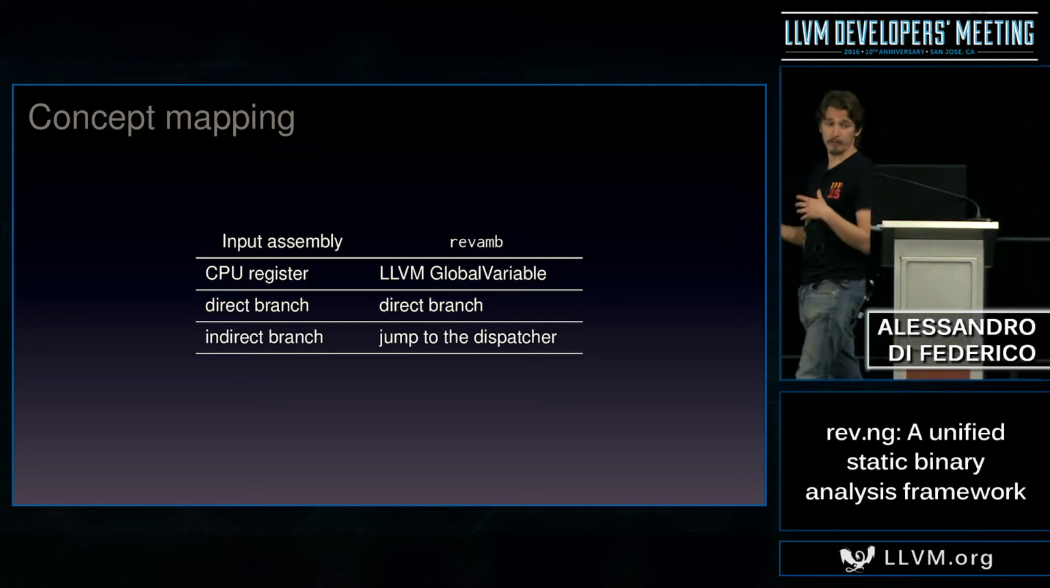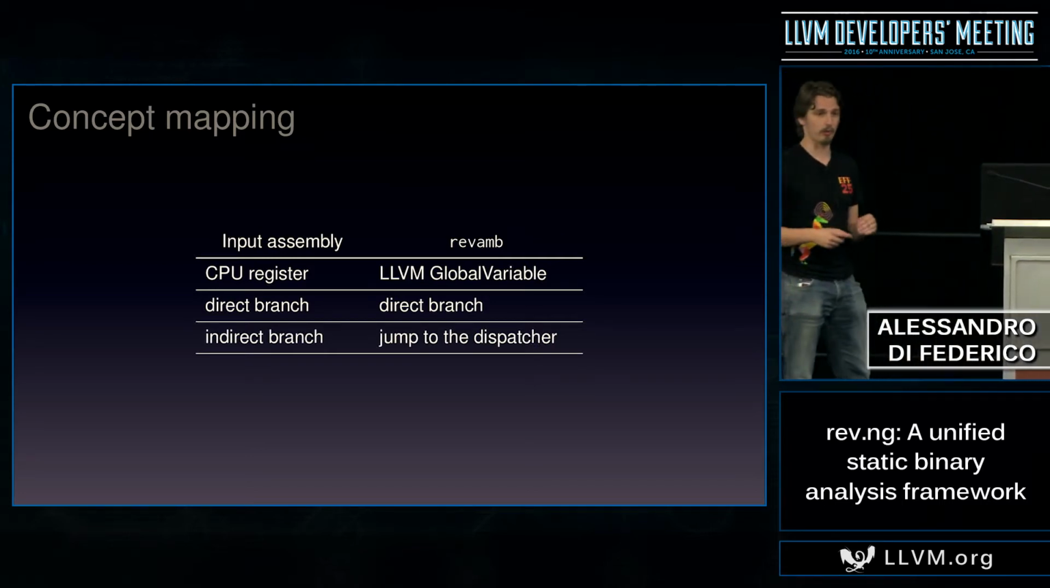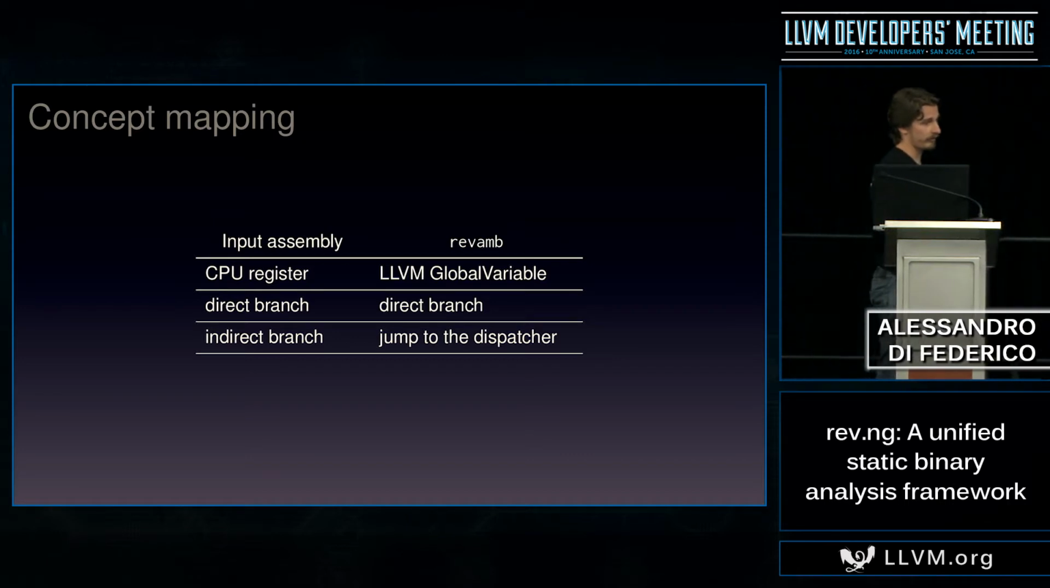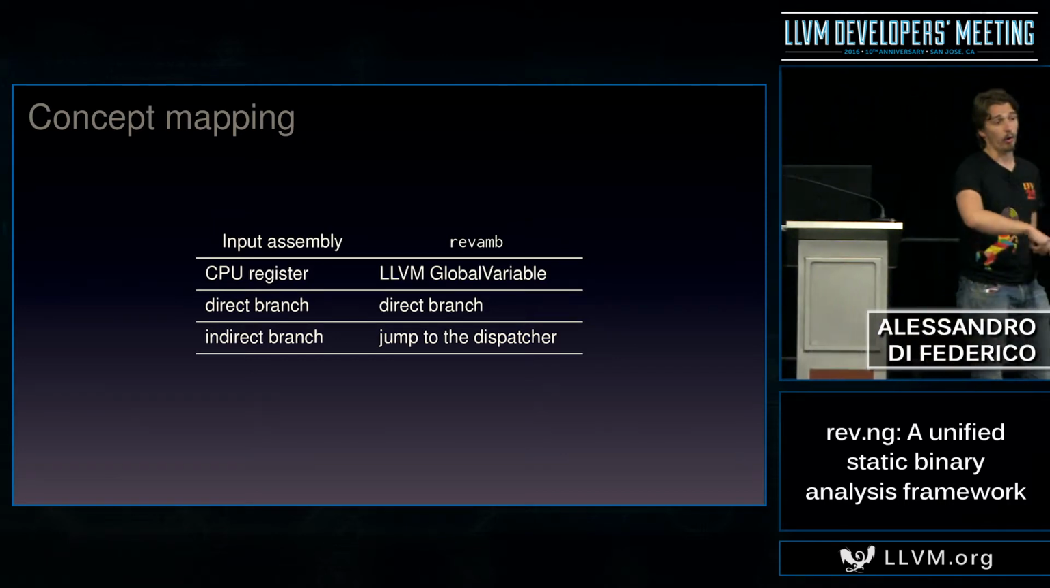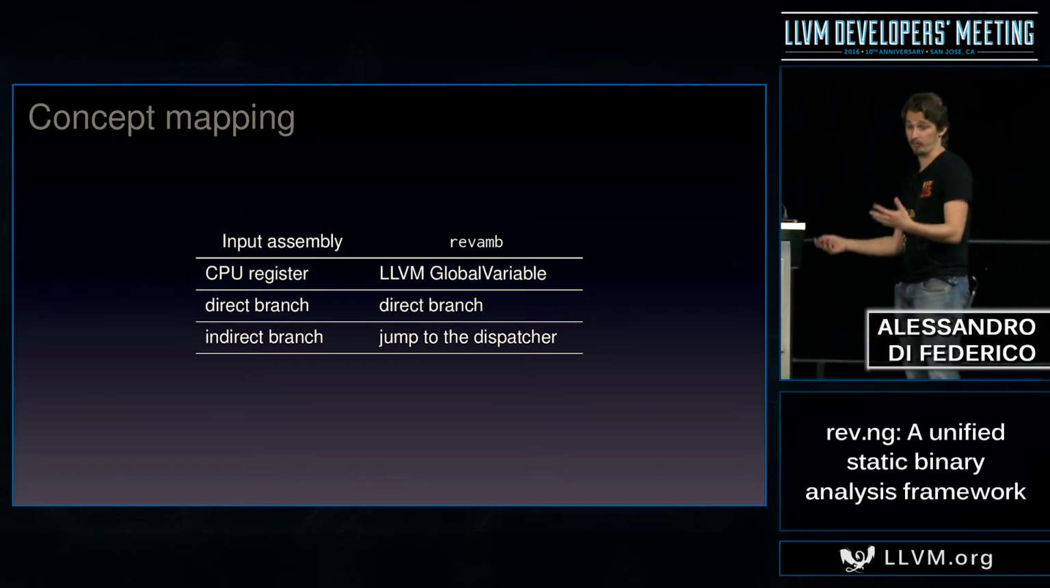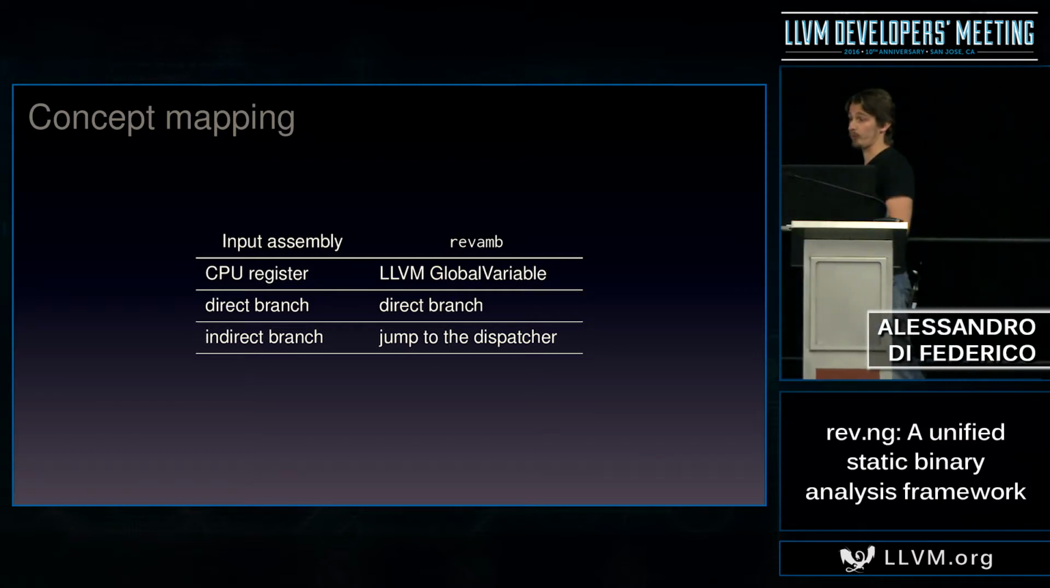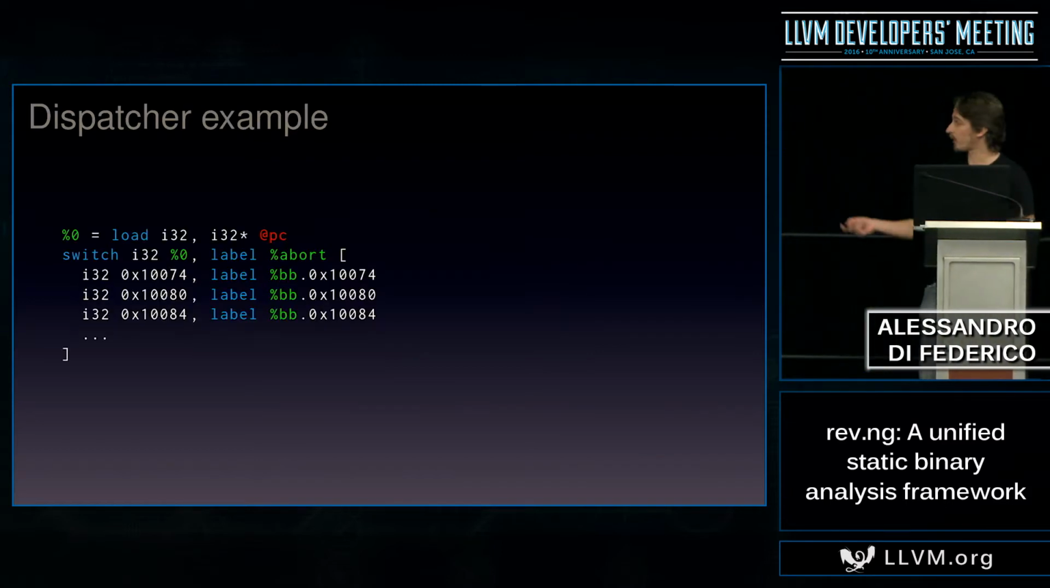Instead, an indirect branch is a bit more complicated, because if our analyses are not able to recover all the possible jump targets, all the possible destinations, we have to jump to a dispatcher. The dispatcher looks like this.